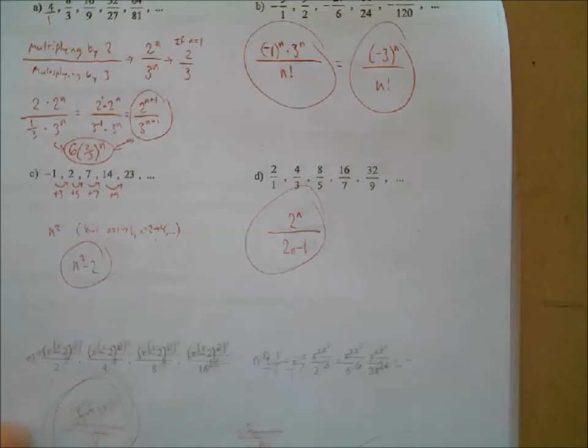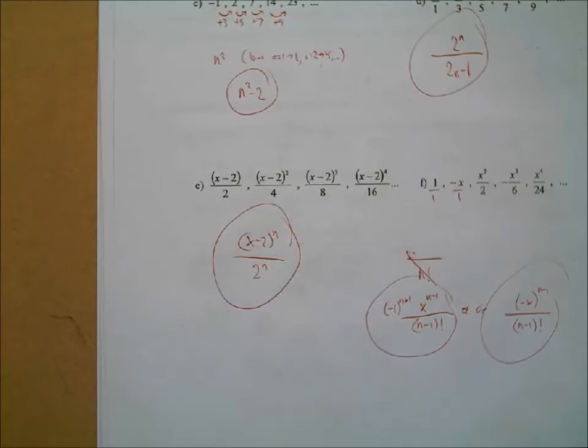E, there's E. Just repeatedly multiplying by x minus 2, and then the denominator is repeated multiplication by 2 as well, so it's just 2 to the n, x minus 2 to the n. And again, you can combine those together under a single n power there if you wanted to.